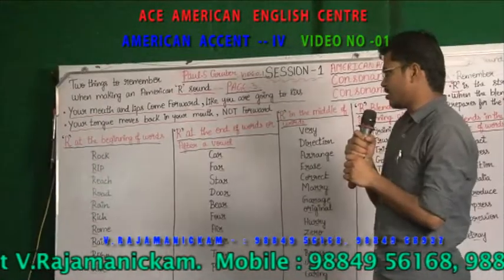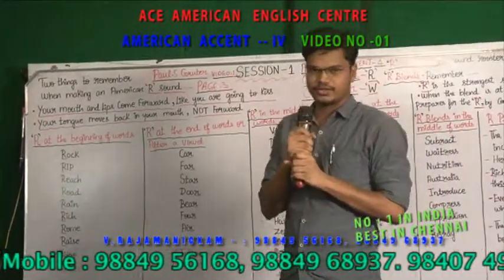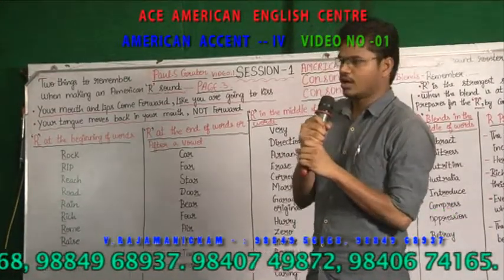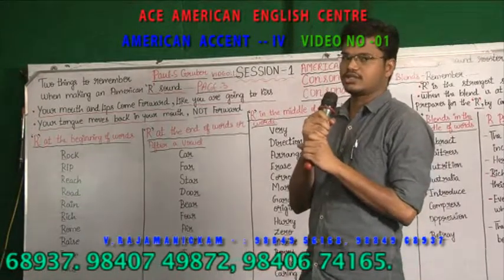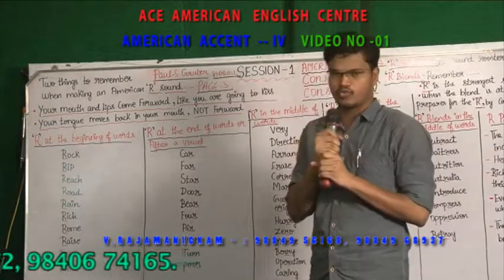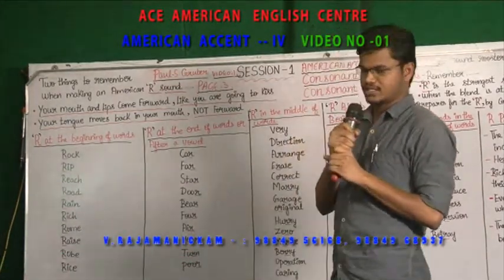So first one is R at the beginning of words. So the words, rock. When we pronounce, as we have seen in the 2 steps, mouth and lips should come forward and tongue should go back. Rock, rip, reach, road, rain, race, rope and rise.